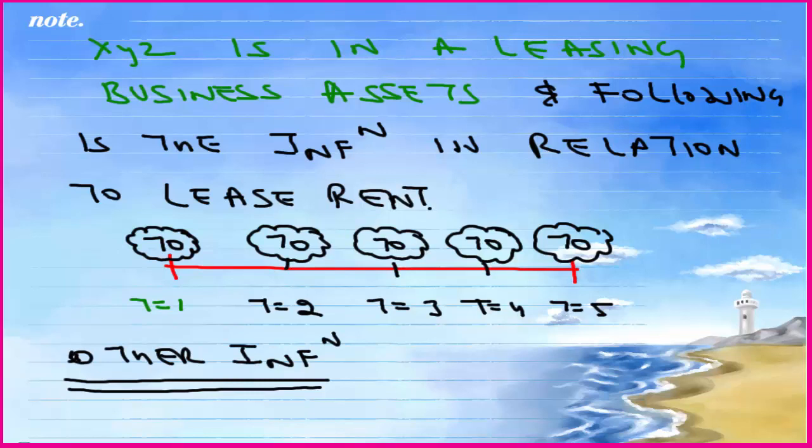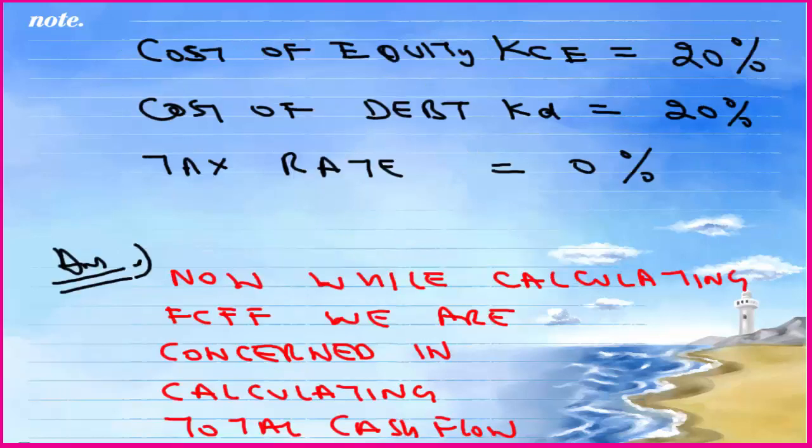I am assuming that XYZ is in a leasing business, and following is the information, because when I lease the assets, I will be getting rent from that. So let the rent be 70, 70, 70, 70, 70 million. It means I am given with free cash flow. It means I am given with net income. Only this is the information which is given to me. So other information, just write down other information.